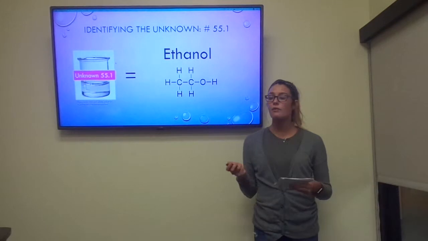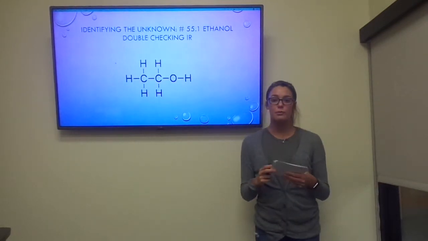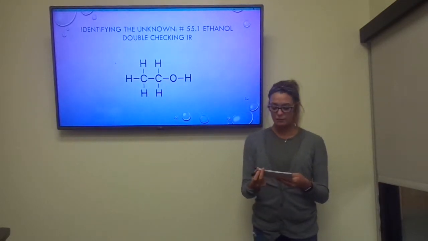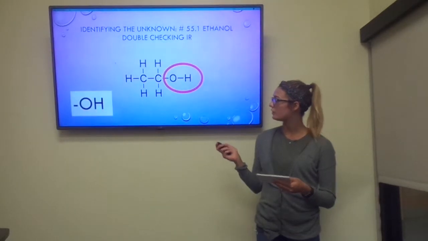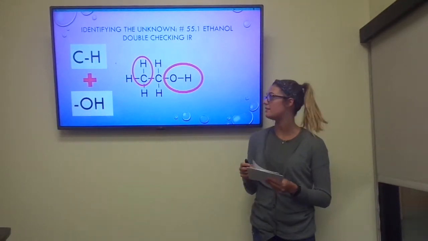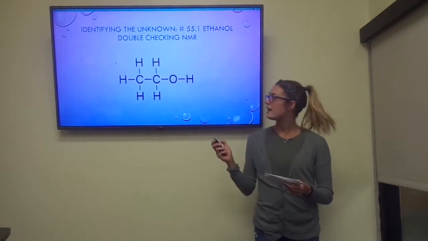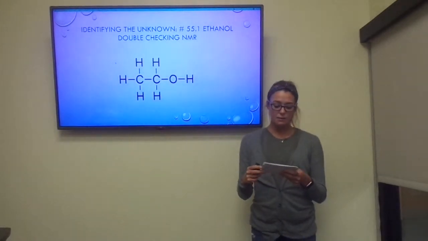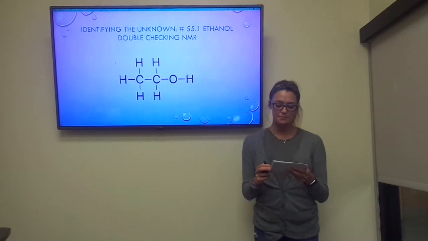And now that we know the unknown, let's double check real quick with both of the scans. So here we see our alcohol functional group, and we can see that our CH functional group is also present in the compound. Next is the NMR. So this gives you a better look at what I meant by the different types of hydrogens.